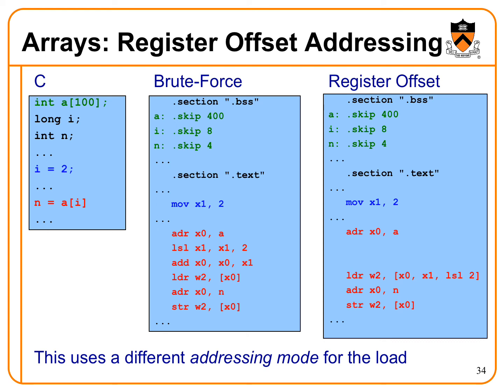The other advantage, besides compactness, is that the register offset doesn't in fact change either x1 or x0, unlike the brute force one. This is particularly nice if you want to use the base address or the index over and over again later in your program.